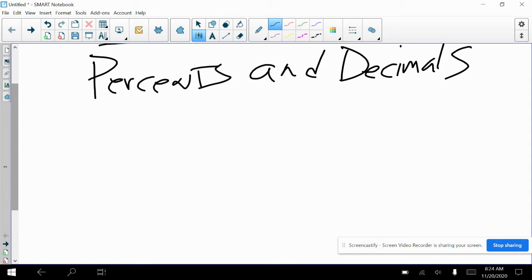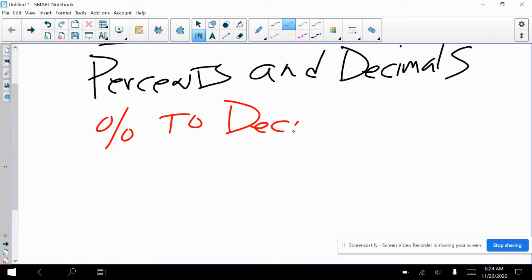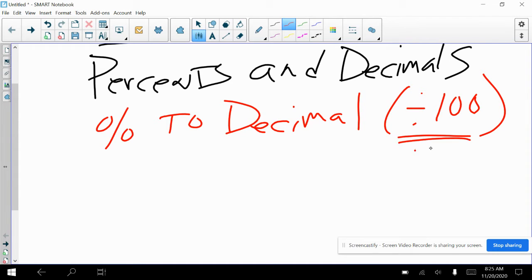All right, let's first start out with changing percent to a decimal. When you change a percent to a decimal, you are dividing by 100. That's in essence what you're doing mathematically. Okay? So here's how this works.